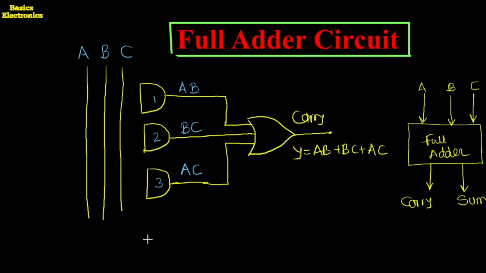The AND gates we are using here generate the carry between two binary bits. The first AND gate generates the carry between A and B, the second between B and C, and the third between A and C. So we apply the same inputs to the AND gates. Here is the first input, which we call the A input, so here I am going to apply the input A.